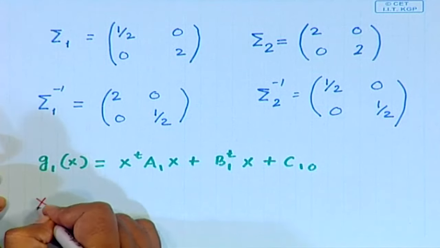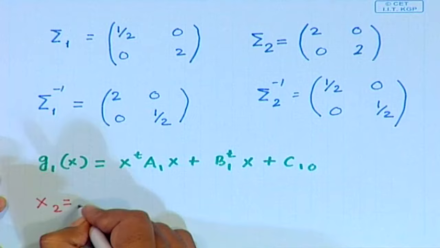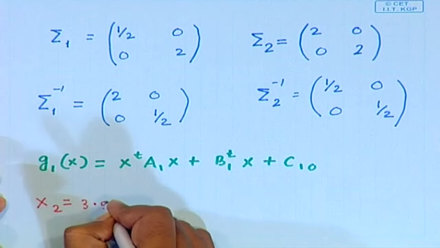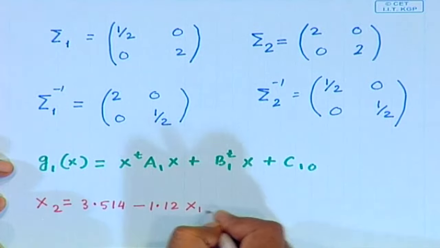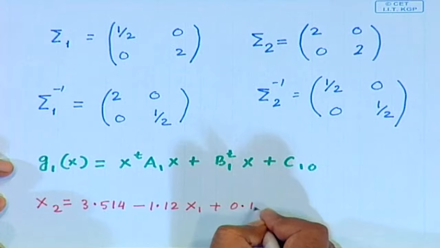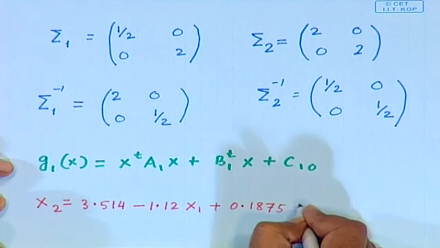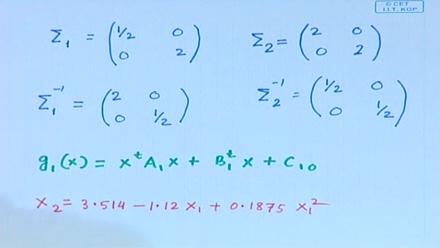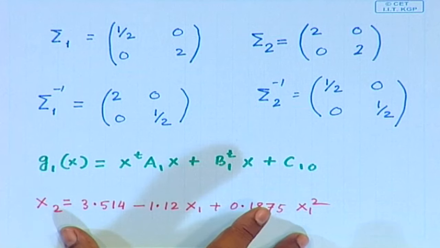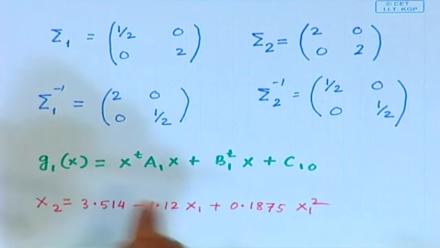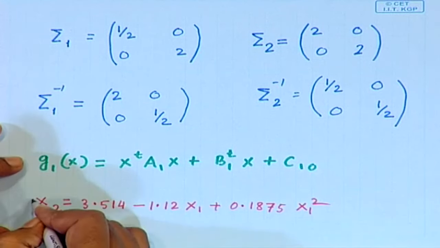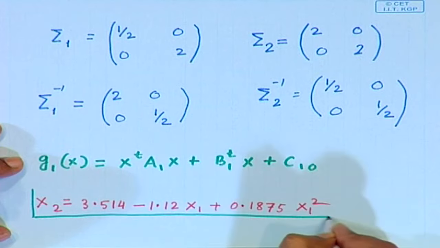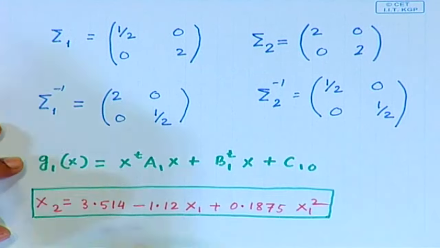The final decision surface will come out to be x2 equal to 3.514 minus 1.12 x1 plus 0.1875 x1 square. So, you find that the decision surface is really a quadratic. In this case, it is a curve because we are in two-dimensional space. So, the decision boundary is really a quadratic curve.